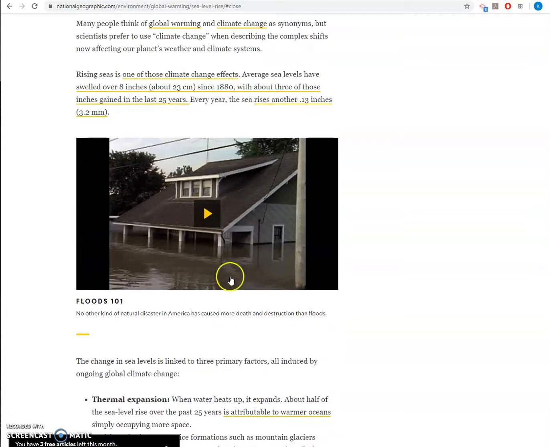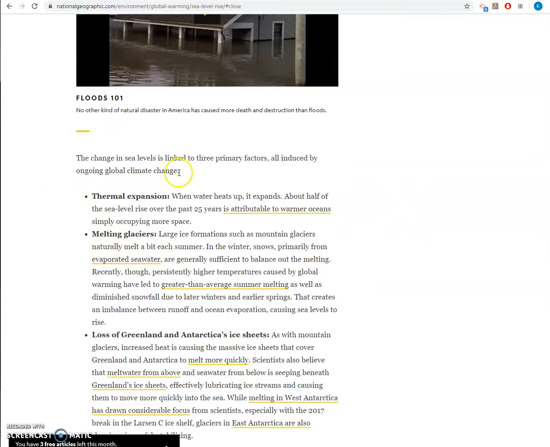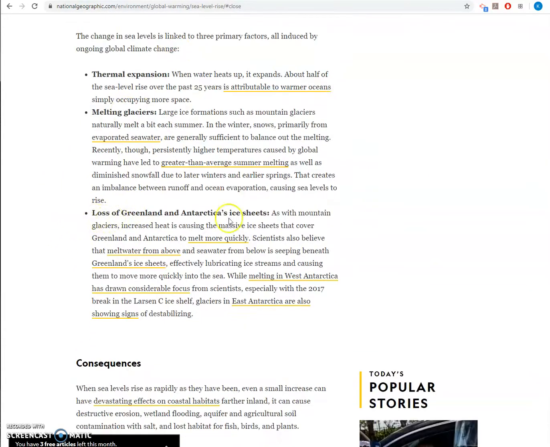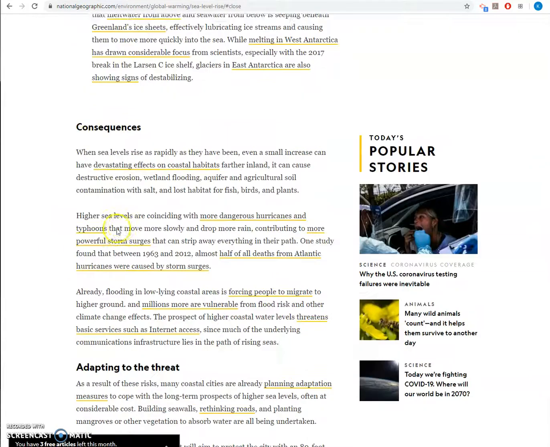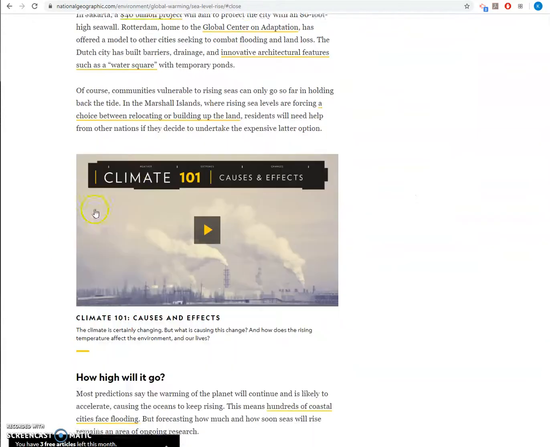So then here you can see this is in the U.S. We've got flooding, right? These are probably caused by hurricanes and things, but you can kind of see here's an explanation of thermal expansion, of melting glaciers, loss of ice, and then what are the consequences? So here are the things that are bad. What can we do to adapt to the threat? How can we help? How can we fix it? What can we do to cope? This is going to help with that section for you, okay?